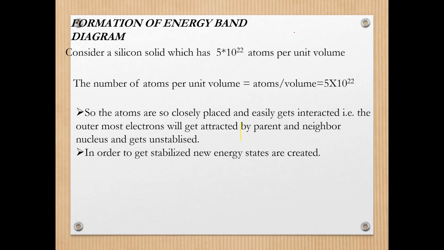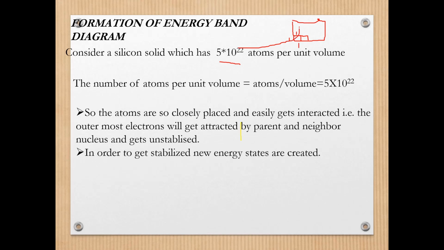Okay, consider this as a silicon solid which has been divided into many small volumes. Let the dimensions be 1 centimeter, 1 centimeter and 1 centimeter. Per 1 centimeter cube we have 5 into 10 to the power of 22 atoms.